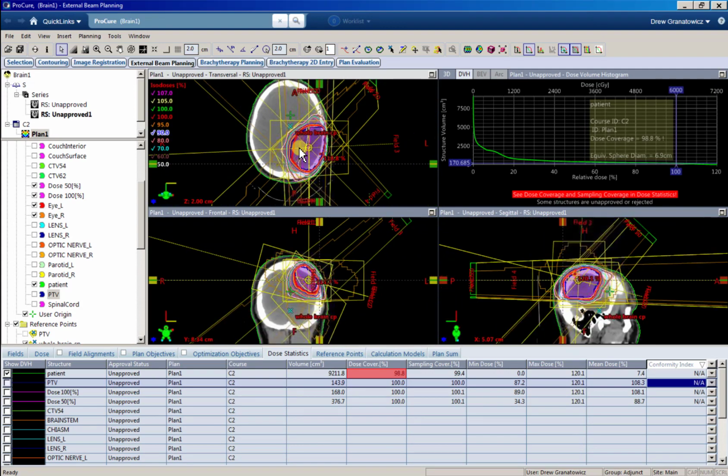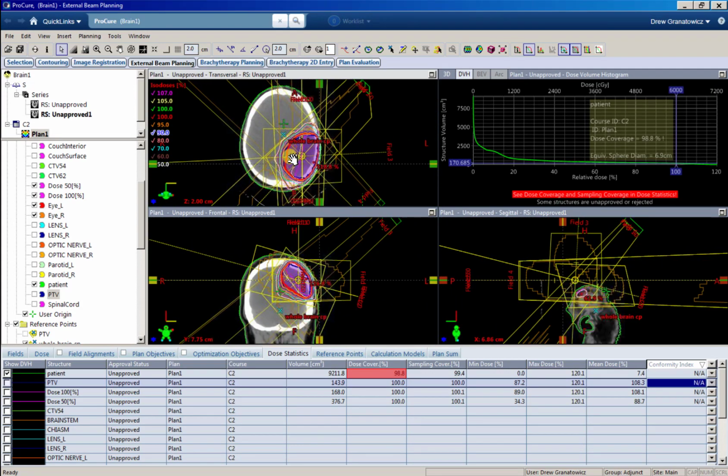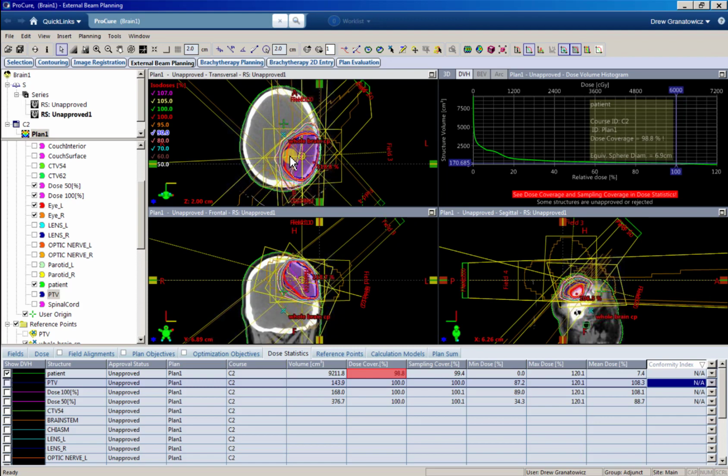That is it. Hopefully that made a little bit of sense. Hopefully you understand a little bit of why we would want to introduce some couch kicks, some non-coplanar beams, and hopefully you understand a little bit better how you would improve the conformity of your plan.